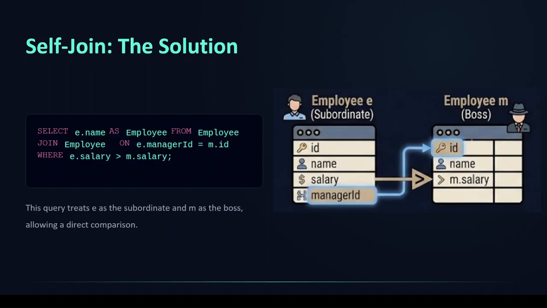matrix where Joe's row from table E is joined to Sam's row from table M. Because they are now on the exact same row in our virtual results, the database engine can instantly execute the WHERE clause and check if 70,000 is greater than 60,000. If it's true, Joe's name is sent to the final output.